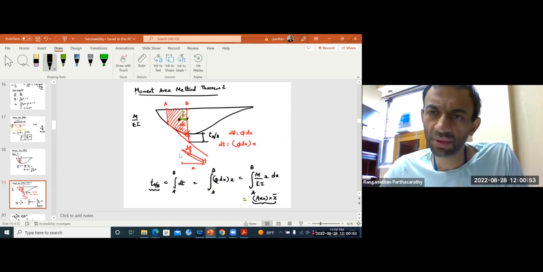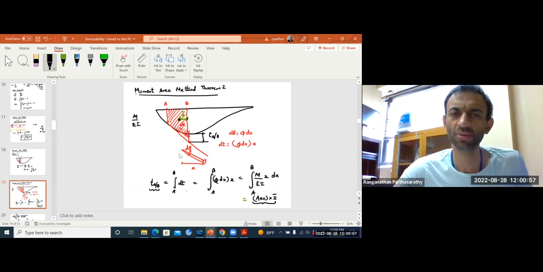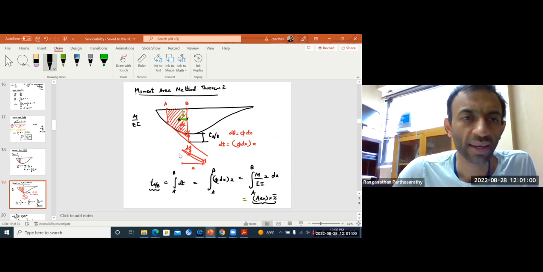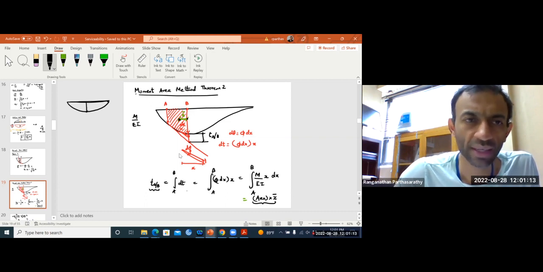So this T AB will be very useful in calculating deflections. Right now, it may not seem immediately apparent, but let me give you an easy example. Let's take a simply supported beam. How does it bend? Like that, right? Where is the maximum deflection? At the center, right?